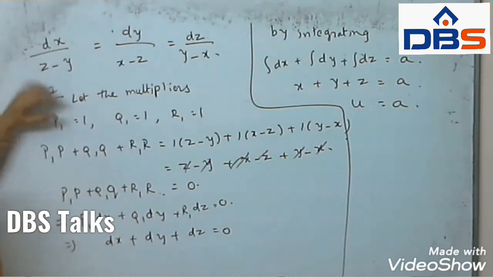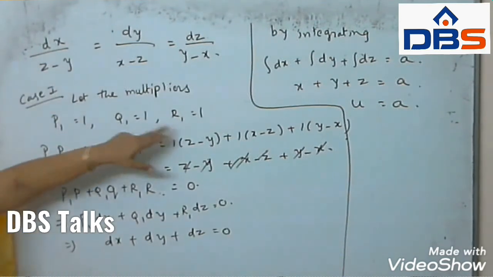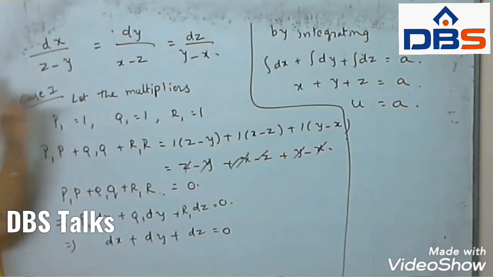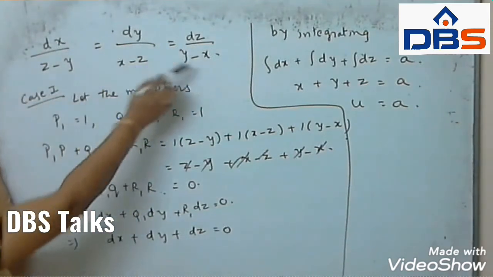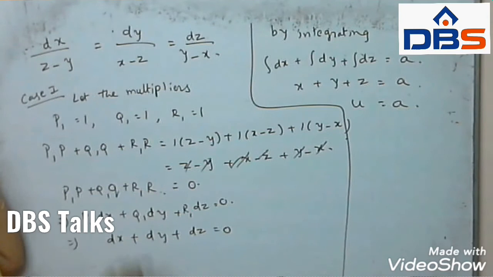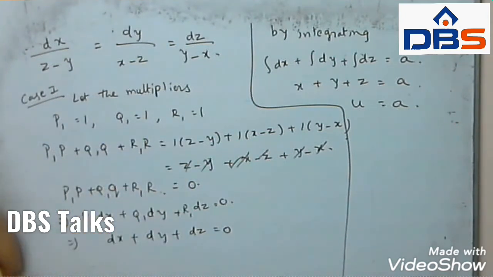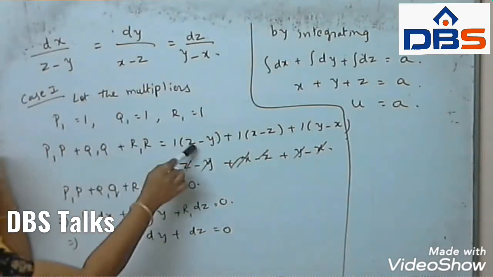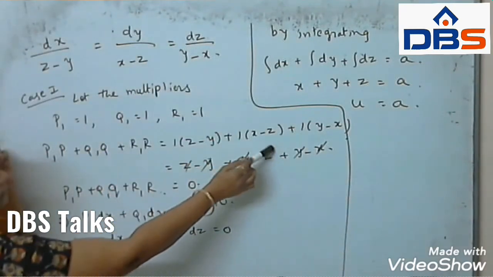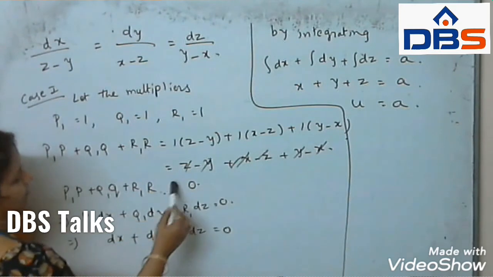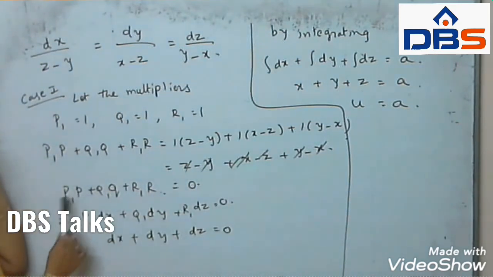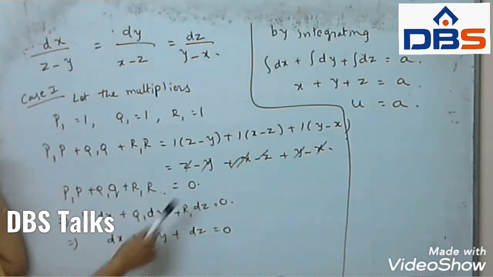So here we are taking the multipliers as 1, 1, 1. Because if you add p plus q plus r, you will get 0. That means you have to take the multipliers as 1, 1, 1. 1 into z minus y plus 1 into x minus z plus 1 into y minus x. So that is equal to 0.